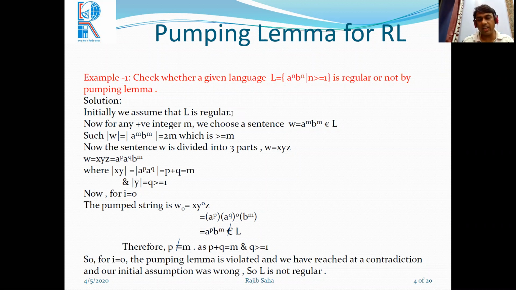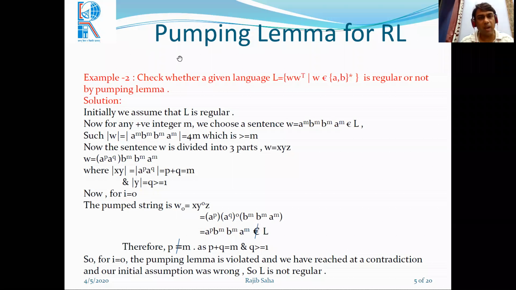Now again, for a similar kind of problem, let's see another example. This is another example of the same category, where L equals W W transpose. T means transpose, the opposite of W, and W consists of a and b, in (a,b) star. So it is basically a palindrome, nothing but a palindrome, like abba.